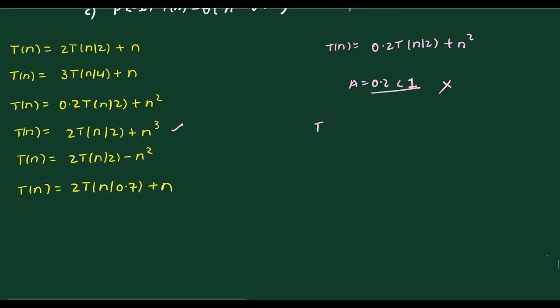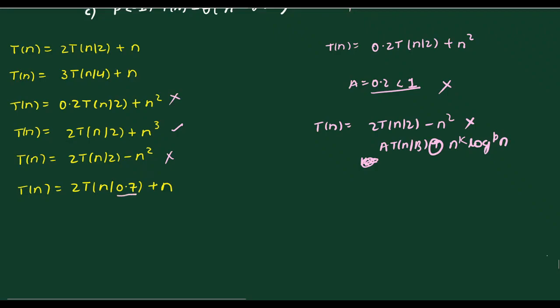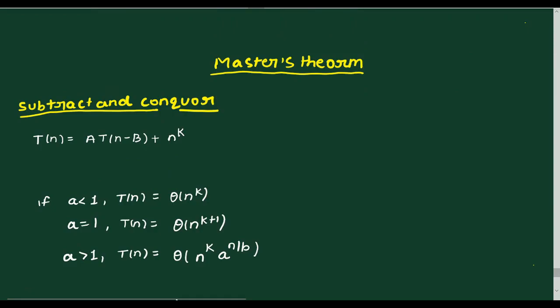Now again, if you look, T of n equals 2T of n by 2 minus n square. Again, if you see your comparison, it is a T of n by b plus n power k log p n, right? So we have not talked anything about the minus sign. That means again your Master's theorem is not applicable. Similarly, if you see the last question, here b is less than 1. So again your Master's theorem is not applicable. So please see to it that you apply Master's theorem only at places where it is applicable.